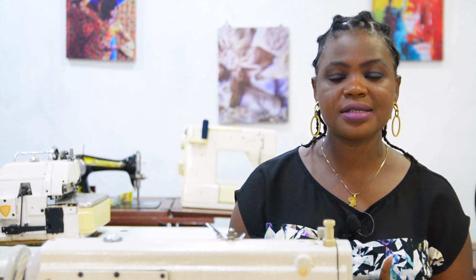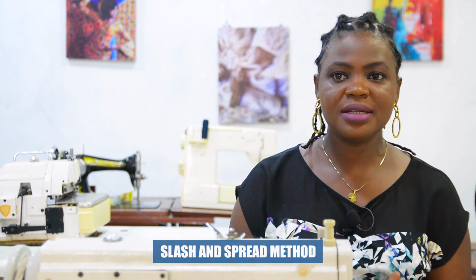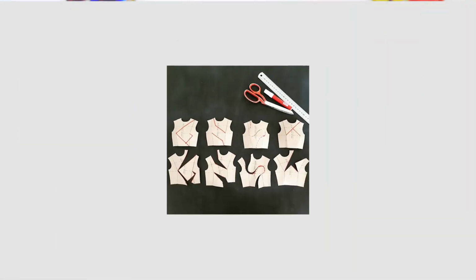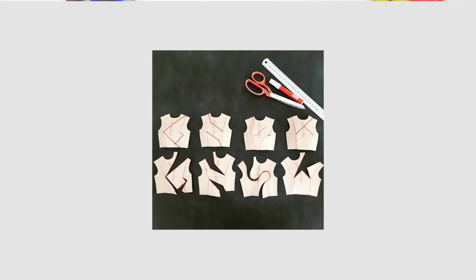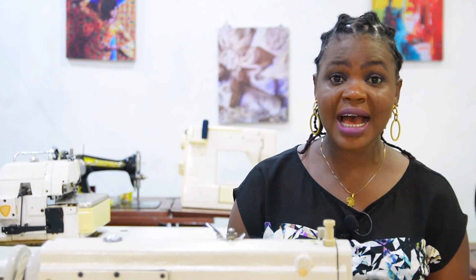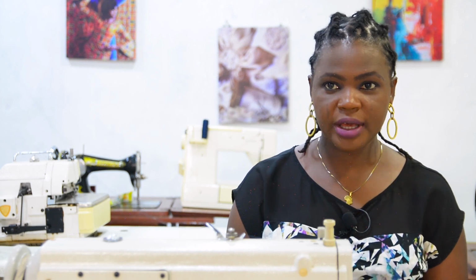The first one is the slash and spread method. This method of data manipulation is achieved by slashing the data point on your pattern, cutting out the data, then opening up the new data position. Just as the name implies, slash and spread. This method is simple, accurate, and easy to understand. Though it's time consuming, it's ideal for someone who is new to data manipulation.